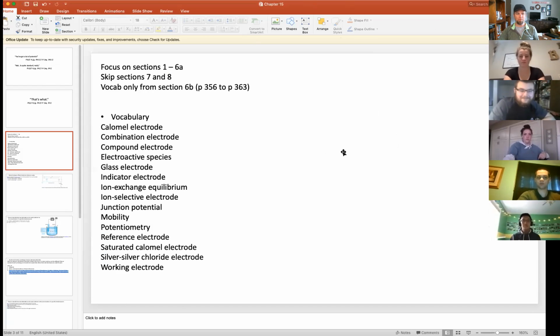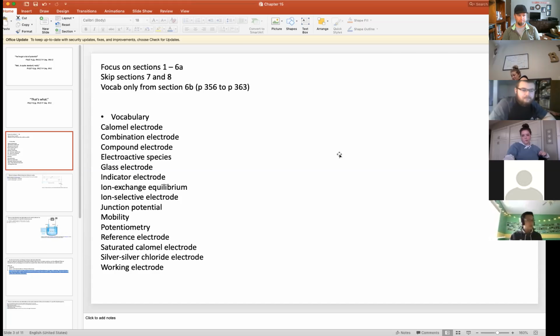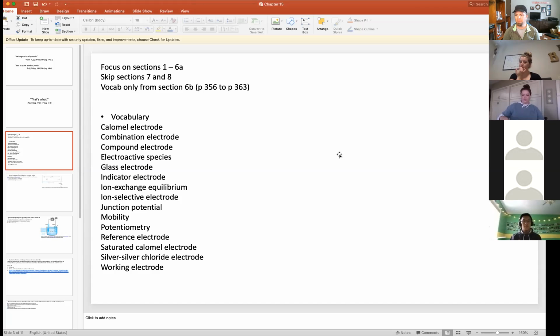All right, back into chapter 15. I took a look through chapter 15 and looked through our learning objectives to help give you guys a little bit of focus here. We are going to primarily focus in on sections 1 through 6A, which means that we are going to completely skip sections 7 and 8 out of the chapter. They're not really included in any of the learning objectives whatsoever. I guess I forgot to look ahead to the homework, but let me see here. Chapter 15, homework.